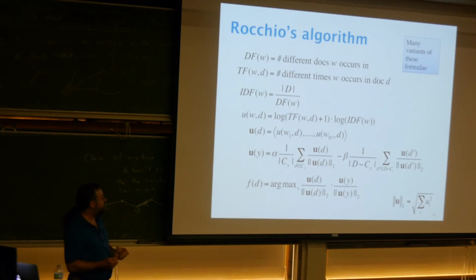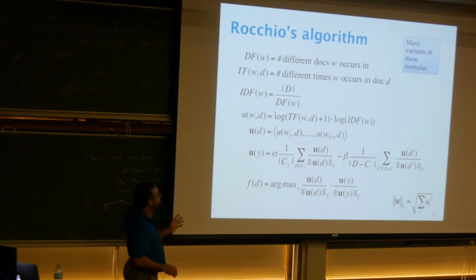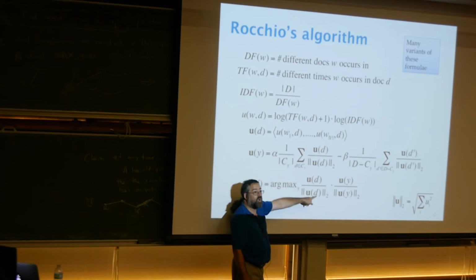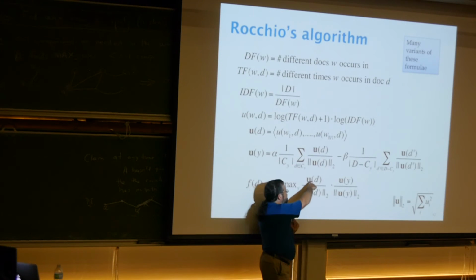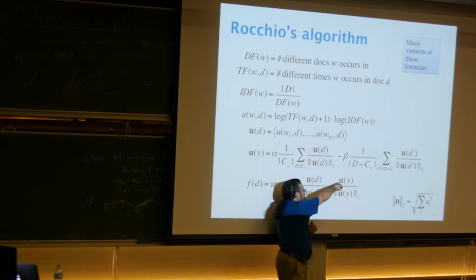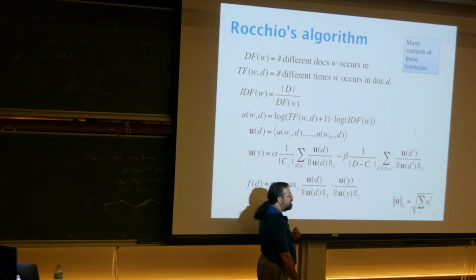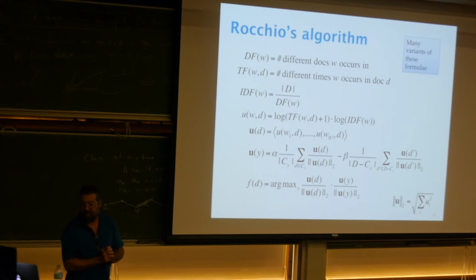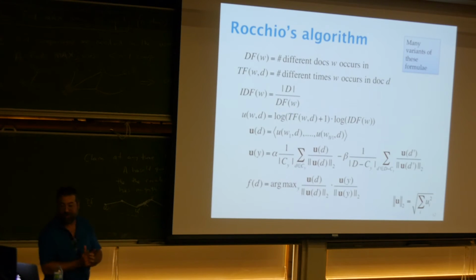And now when I want to classify, I do something that looks like a nearest neighbor, except I'm doing a nearest neighbor for these class vectors. So I basically want to find out which class vector this document is closest to. And when I say closest to, I want to use this measure right here. So I take this document vector and I normalize it. I take that class vector, I normalize it, and then I just look at their inner product. This is cosine distance, because this is also the formula for the cosine of the angle between the U of D vector and the U of Y vector. So that's Rocchio's algorithm.